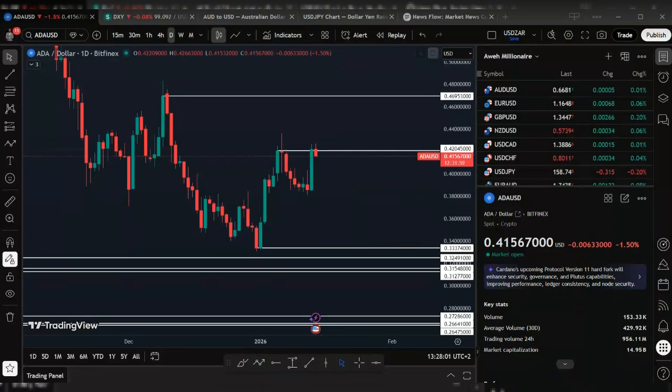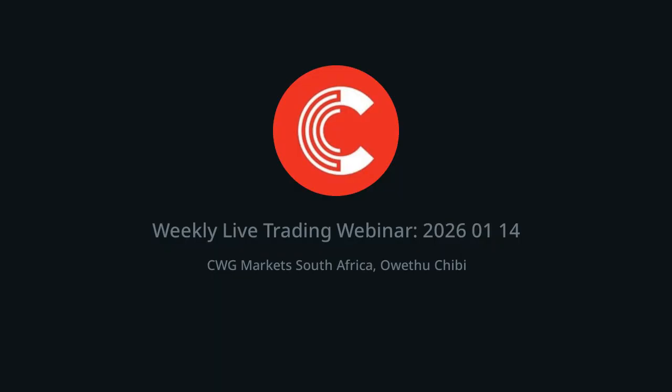Right, now, what I want to cover now is I want to go through one of our platforms and one of our tools that CWG Markets provides to you as traders, which is called the Trading Central application. So Trading Central is a key tool that traders can use to help them to look for opportunities to capitalize on in the market.